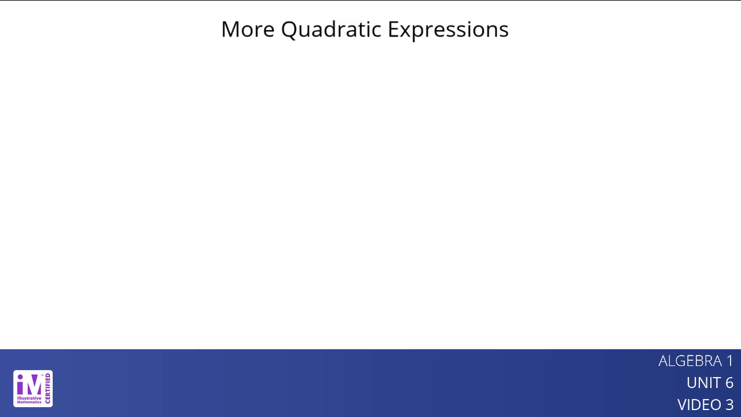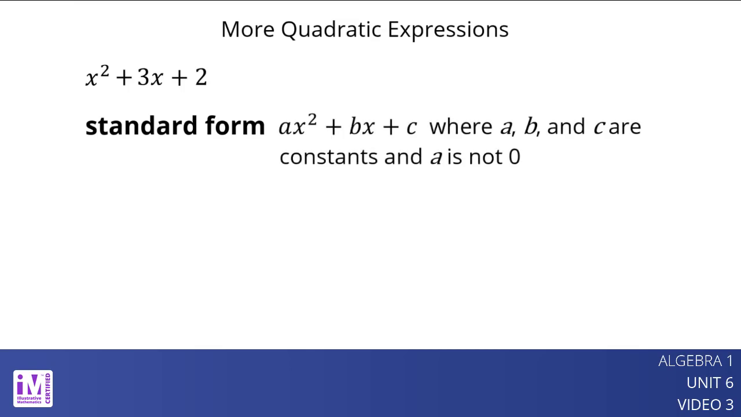A quadratic expression can often be represented by many equivalent expressions. For example, the quadratic expression x squared plus 3x plus 2. This is in standard form, the sum of a multiple of x squared and a linear expression. The standard form of a quadratic expression in x is ax squared plus bx plus c, where a, b, and c are constants, and a is not 0. We refer to a as the coefficient of the squared term, x squared, b as the coefficient of the linear term, x, and c as the constant term.